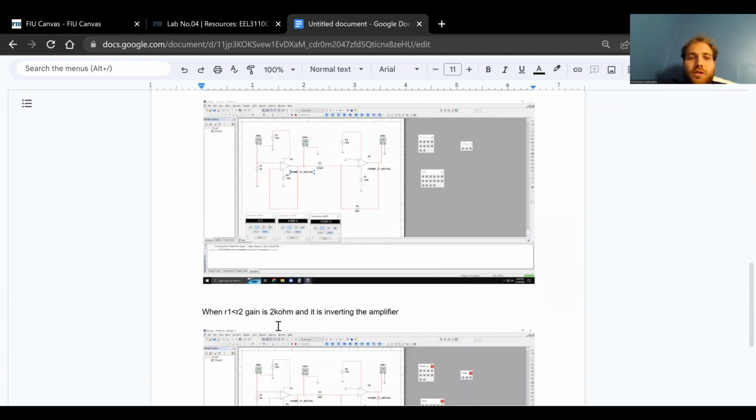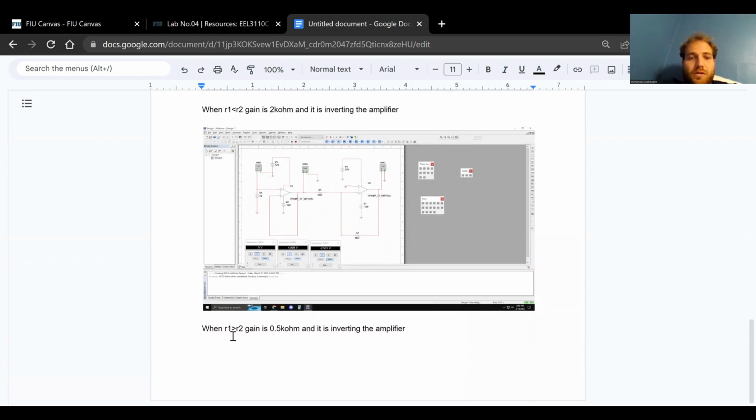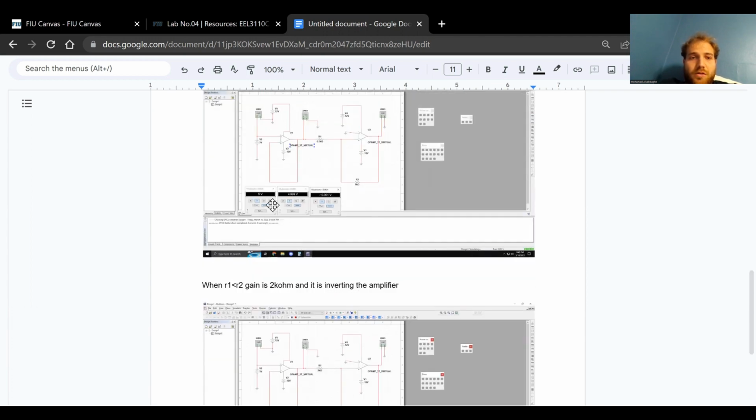This is for when R1 is less than R2. The gain is 2 kilo ohms, and it is an inverting amplifier. And this one is when R1 is greater than R2, and the gain is 0.5 kilo ohms, and it is an inverting amplifier. And these are the numbers for those.